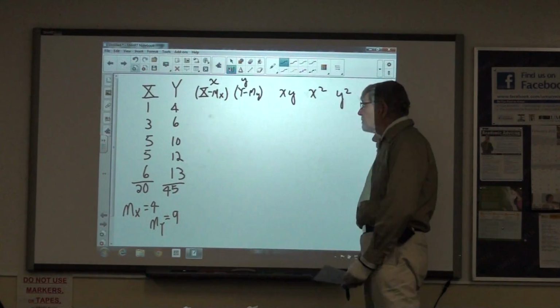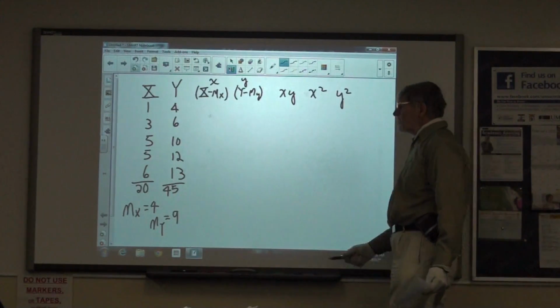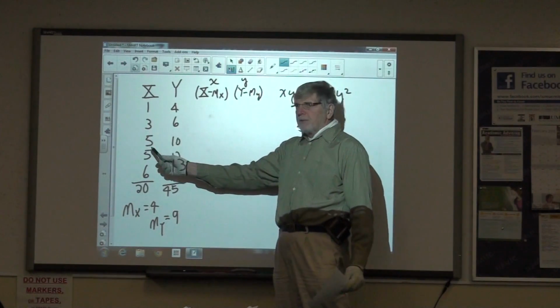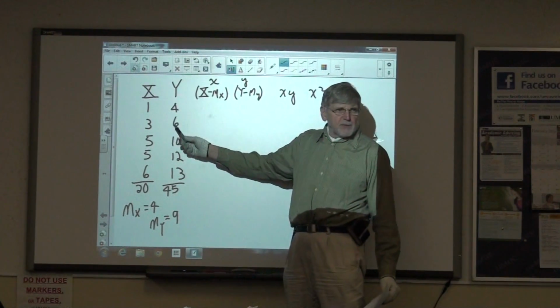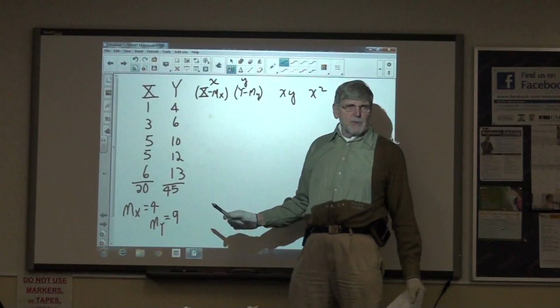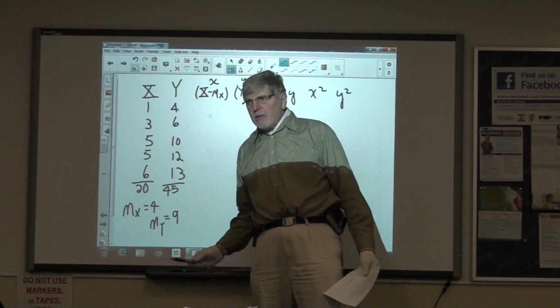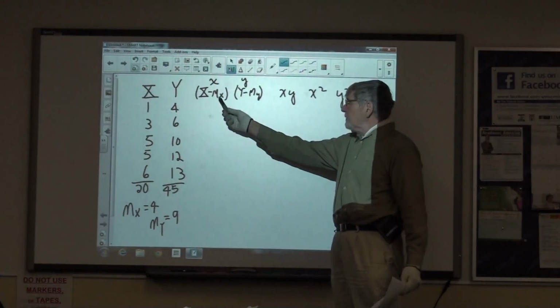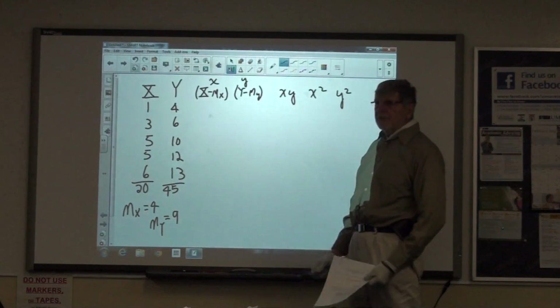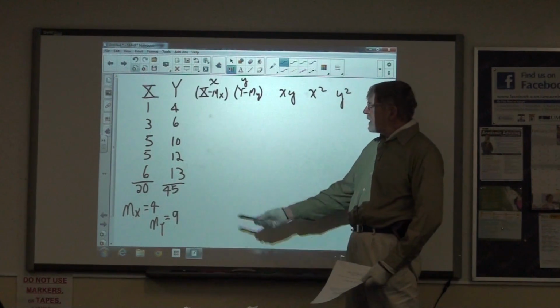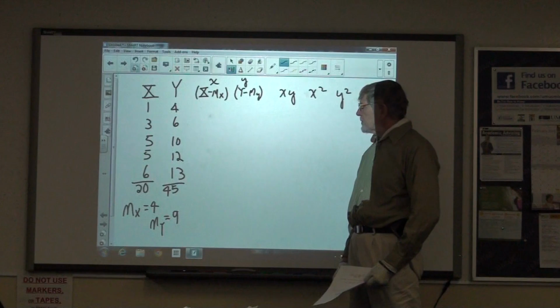9, agreed? Now what Lane uses is a capital X for a data point and a capital Y for a data point. Get this straight or you won't follow his writings. And then he uses a small x for a deviation and a small y for a deviation. So now let's populate the column of deviations.